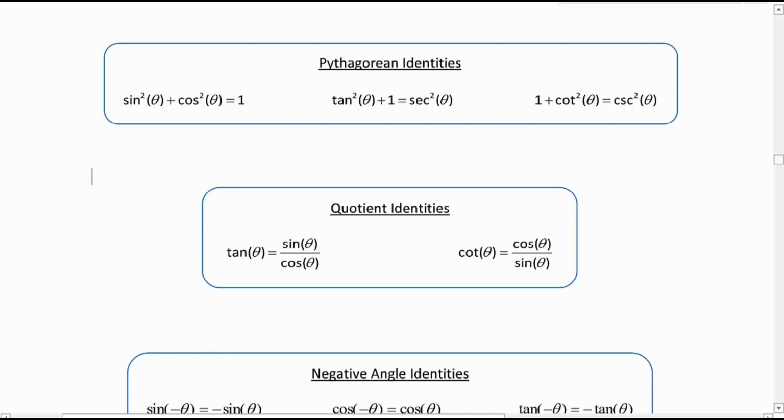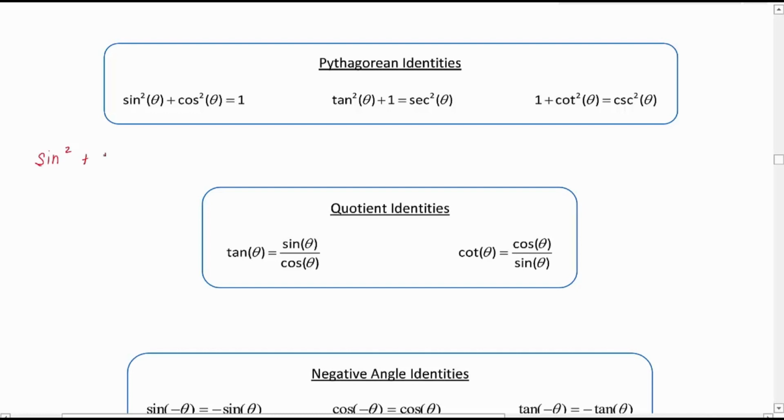The other two Pythagorean identities can be derived from the first. Honestly, I only ever remember the first one, sine squared plus cosine squared equals 1, because I can derive the other ones. So let me show you how to do that. And I'm going to have bad notation here, just abbreviating.